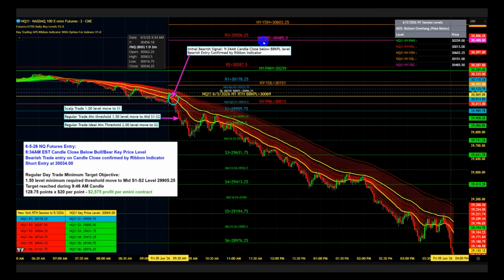Only after price has established itself above or below one of these objective reference levels does the trade become eligible for further confirmation and potential entry. Second, there must be confirmation from the ribbon indicator in order to enter the trade.